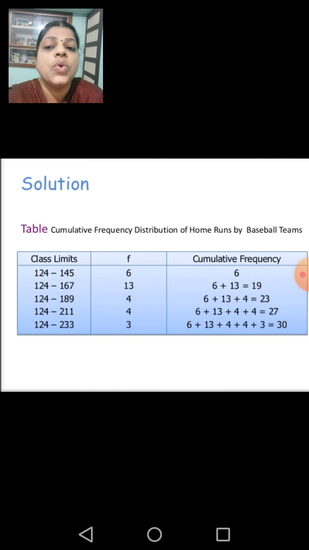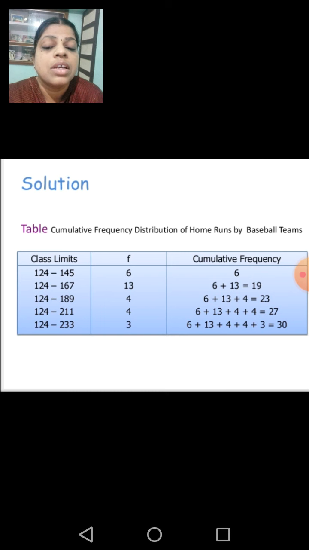So children, what does cumulative mean? The meaning of cumulative is additive. That is, after a particular value, the succeeding values that come under it, we are adding each value and we are forming the cumulative frequency table also.